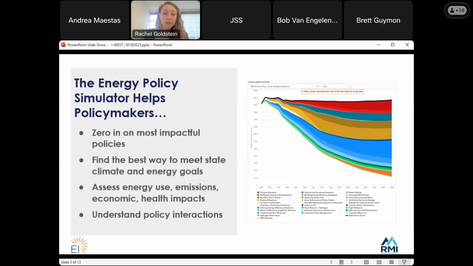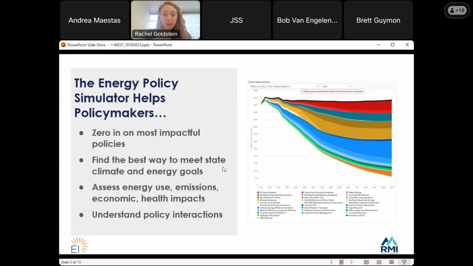So each of the colors in this graph represents a different policy package organized by sector. At the bottom, again, very small, so it might be a little hard to see, includes all the different policies that are being added into this model. The green line at the very bottom, the graph is just a little small for the screen, should represent total emissions reductions from the policy packages all combined.